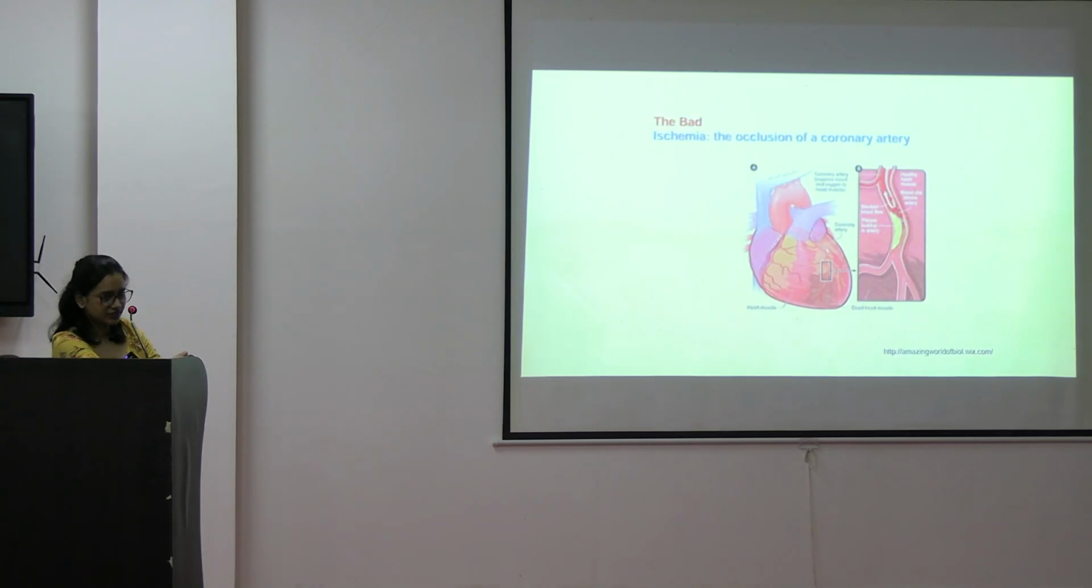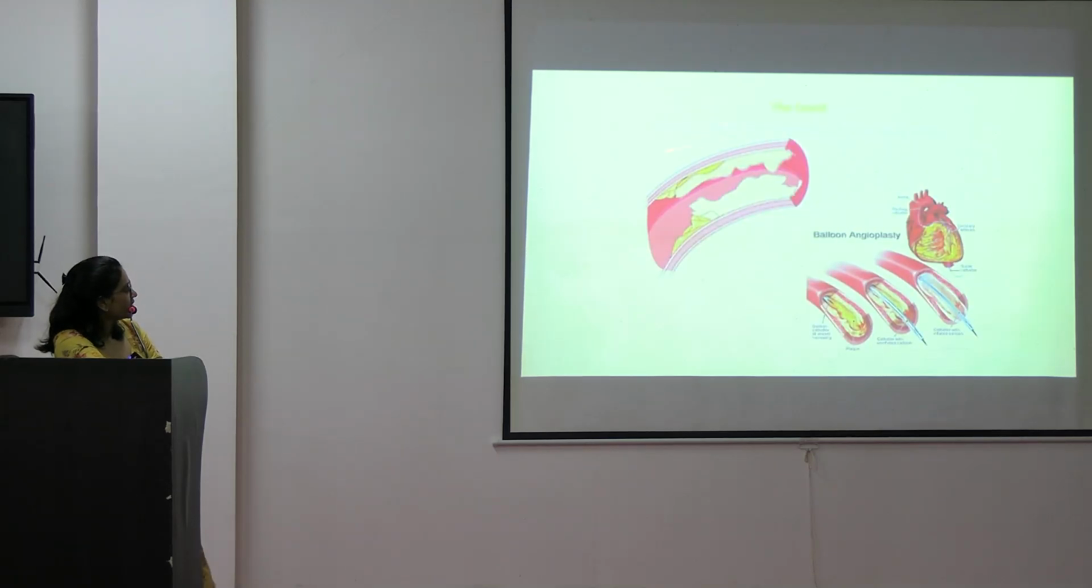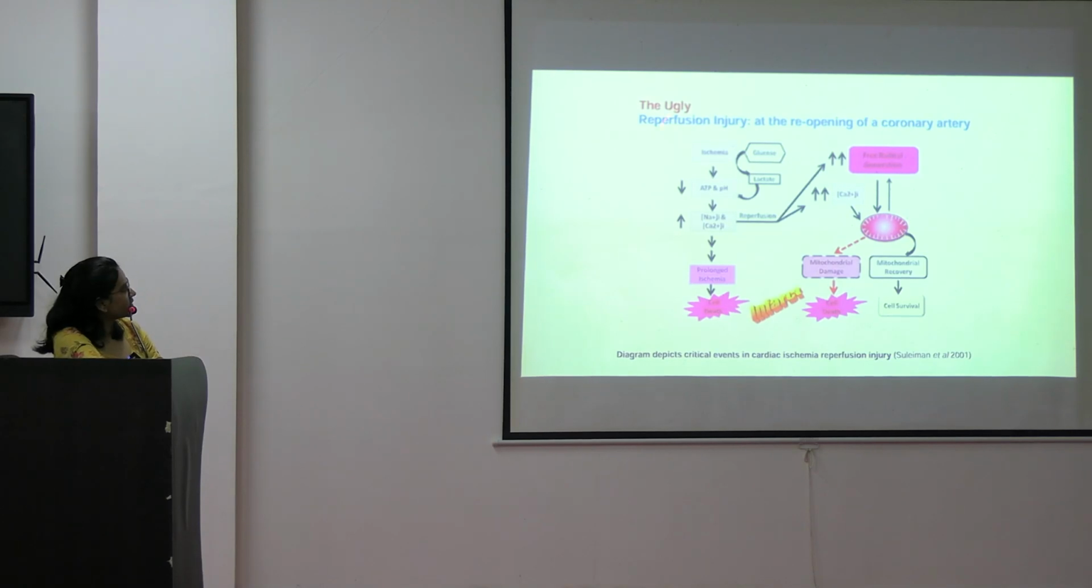So the bad is the ischemia. What happens in ischemia? There is occlusion of the coronary artery, leading to reduced blood supply to the cardiac muscles, which can result in death of the cardiac muscles. The good is the reperfusion, which is the reopening of the coronary artery, which can be done in a lot of ways, one of which is using balloon angioplasty. And the ugly is the reperfusion injury. Reperfusion is done with a good intention, but sometimes it can result in the ugly outcome of reperfusion injury, which is irreversible cell injury leading to cell death.